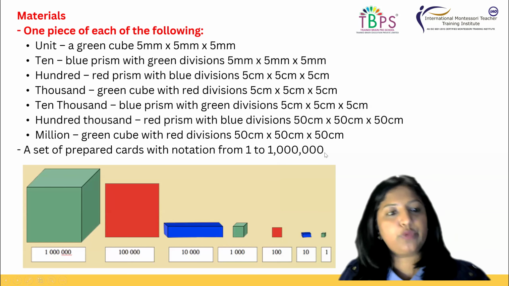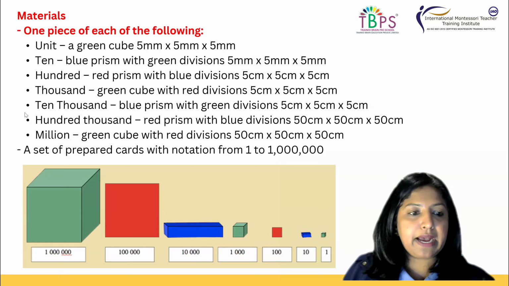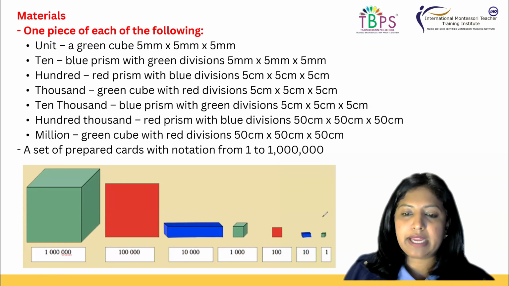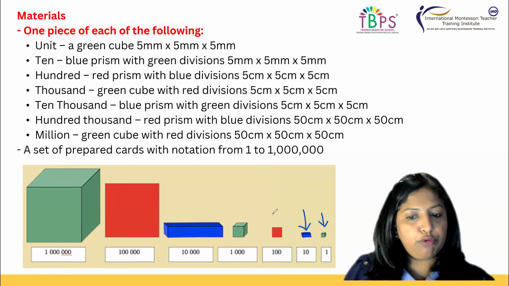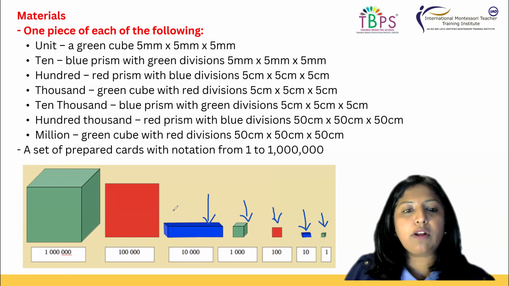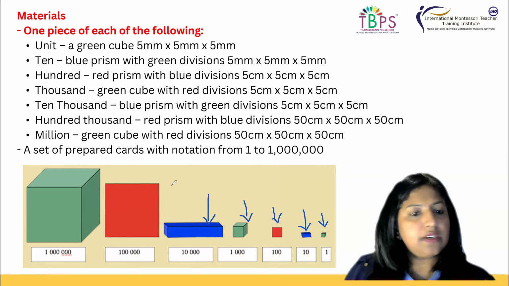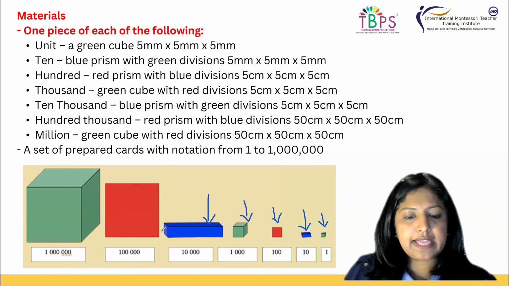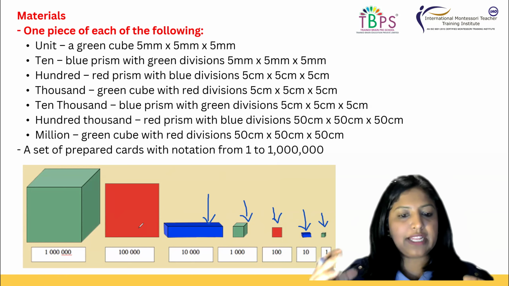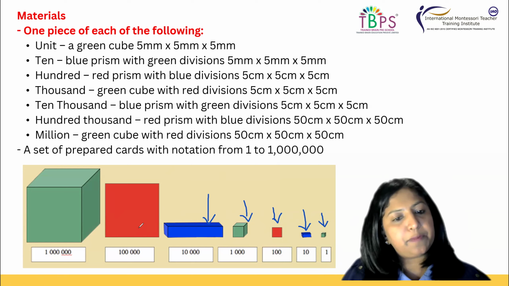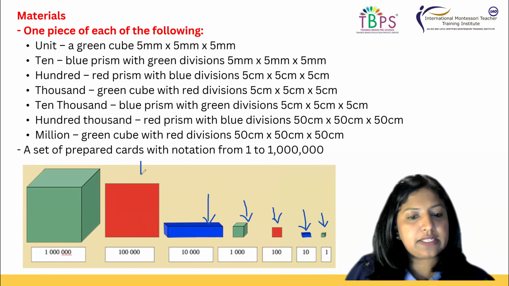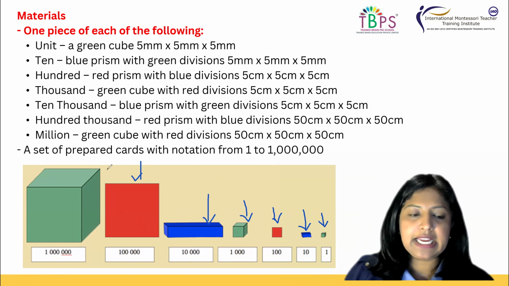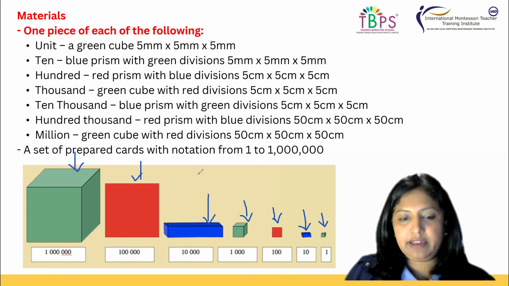Let's see how big is this quantity. So again, the color codes will be the same. Units are represented by green, tens by blue, hundreds by red, thousands by green, ten thousands by blue, and 100,000 by red. This was a square, this I could call a prism, right? Because it looks like a cuboid. It's a blue rectangular prism. And then my 100,000 is a red rectangular prism, right?